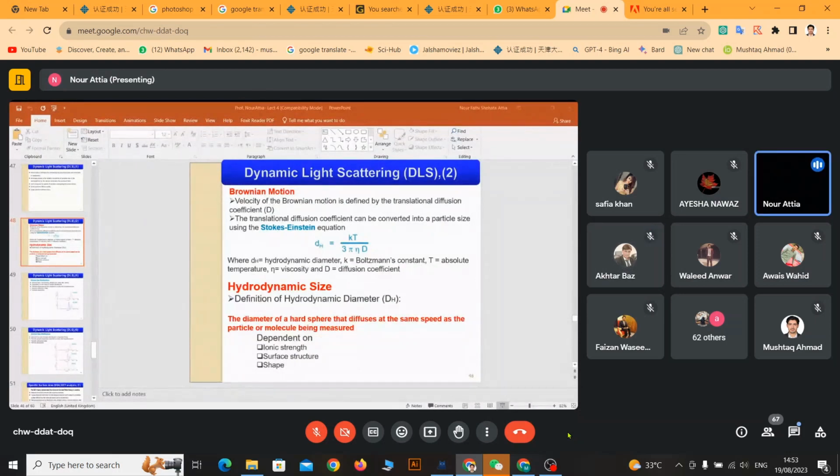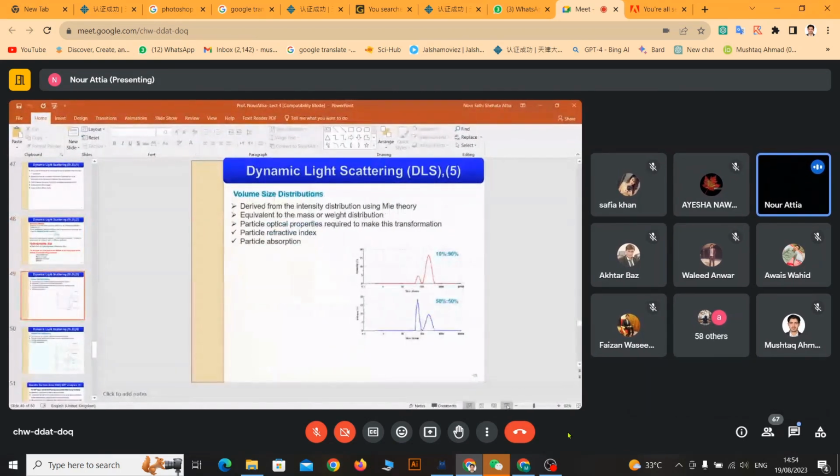Okay. And that's why the diameter here depends on the ionic surface, the surface structure, and the shape of the material. There are three types of distributions. You have a volume size distribution. I will explain the three, but I recommend you to use only the number distribution. You have a volume size distribution.